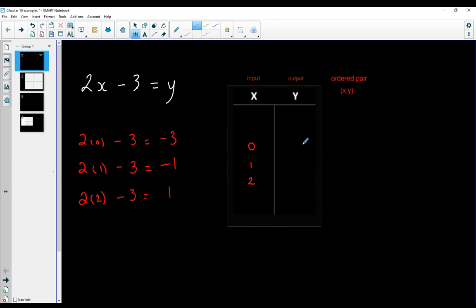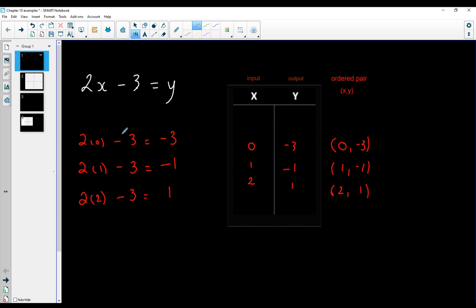Now, we could take a look at here and do our output values, which we just calculated. And that would become our ordered pairs. So in this case, when our x was 0, our y was negative 3. When the x was 1, the y value was negative 1. When the x value was 2, the y value was positive 1.